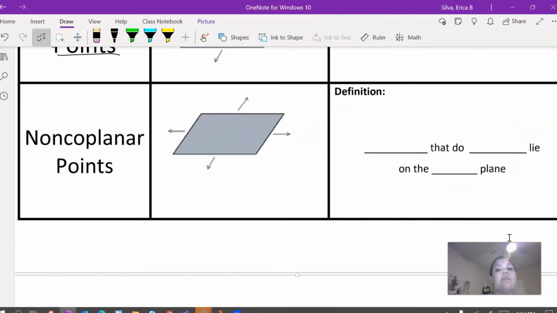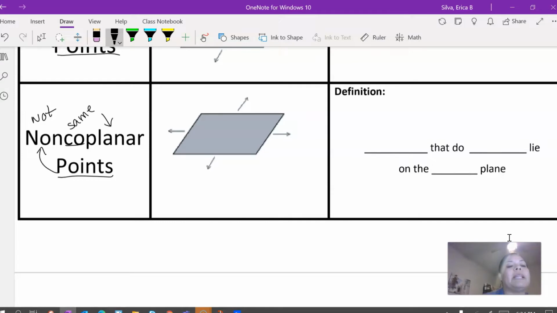And if we look at non-coplanar points, again, we start with points that are not on the same plane. Our definition is points that do not lie on the same plane. So we'll start with some points that are on the same plane, but if I needed one not on the same plane, then I would just draw a point outside of that plane. And because all the points are not on the same plane, this is an example of non-coplanar points.